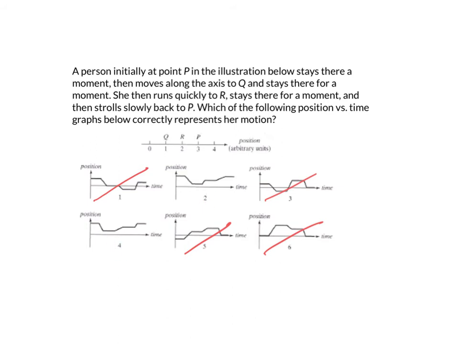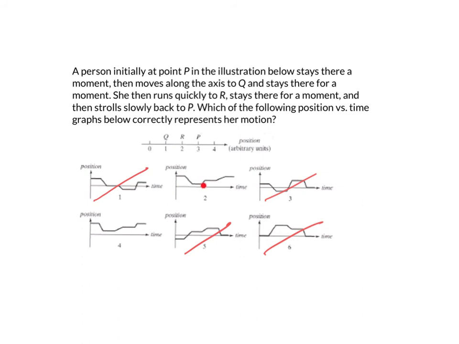Let's go on with the story. The person stays at point Q for a little while. That's what's happening in both choice 2 and choice 4. Then she runs quickly to R. Point R is located at a position of +2 units. The key line here is that she's running quickly. What does it mean to run quickly? That means your position is going to change quickly, and that's going to result in a relatively steep section of the graph, because you're going to be changing your position rapidly.